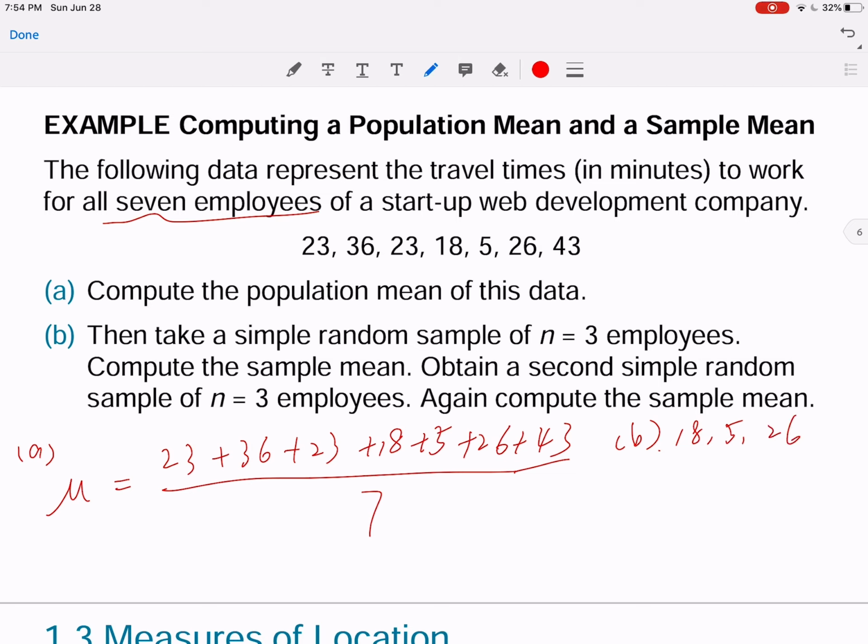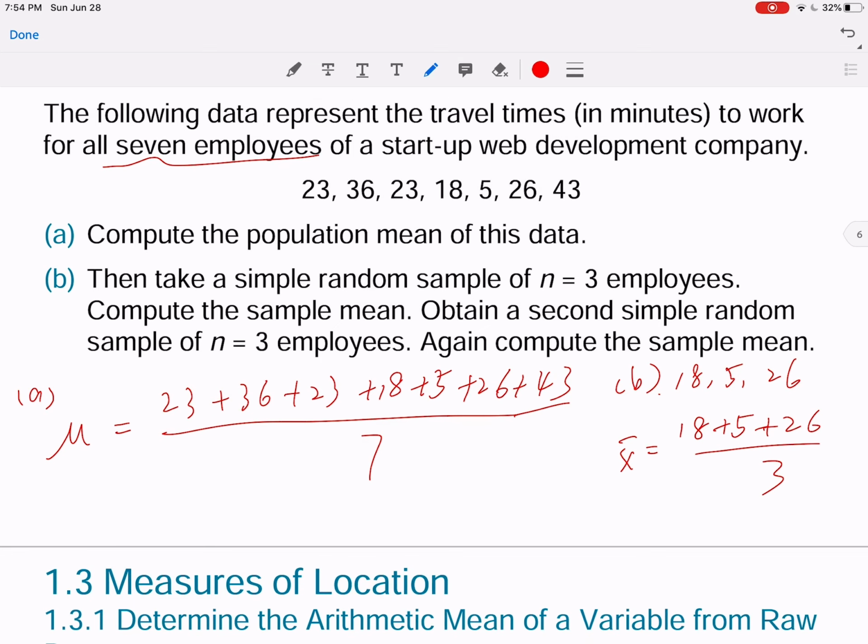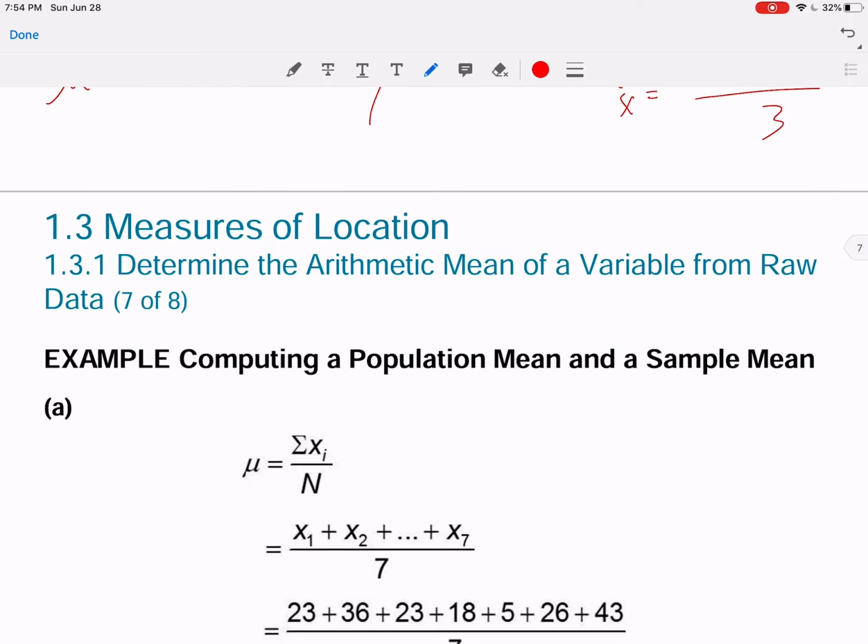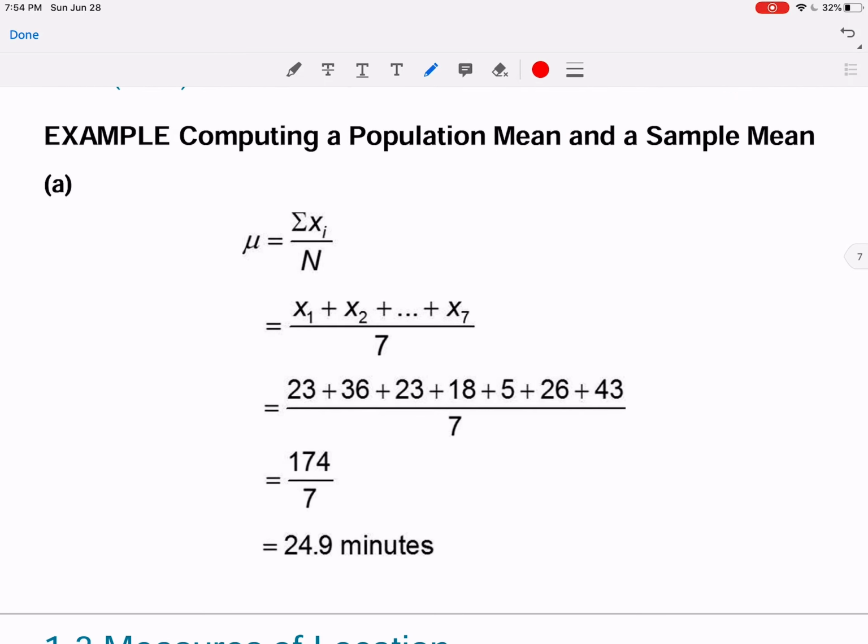If this is our sample, the sample mean x bar would be equal to, we add them all up, 18 plus 5 plus 26, and then divide by 3. That's pretty much how we calculate the sample mean. Of course, on the test or on the homework problems, you get a calculated and simplified answer at the end. Now let's take a look at the answer.